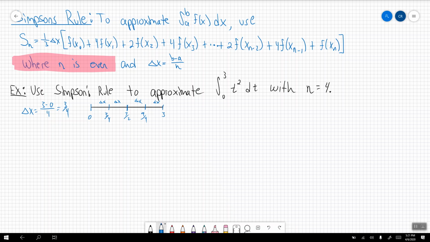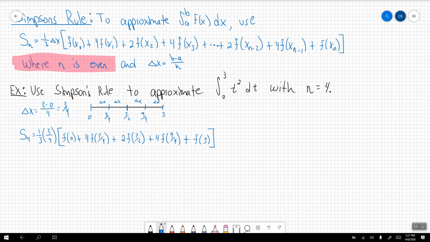Alright, so let's go through and start using Simpson's rule. Simpson's rule, this is going to be the approximation. The notation is just capital S for Simpson. We're using 4 as our increment. We're going to take 1/3 multiplied by delta x, and delta x is 3/4. And we're going to multiply by the function of 0, plus 4 times the function at x1, which is 3/4, plus 2 times the function at 3/2, plus 4 times the function at 9/4, and then finally plus the function at 3.